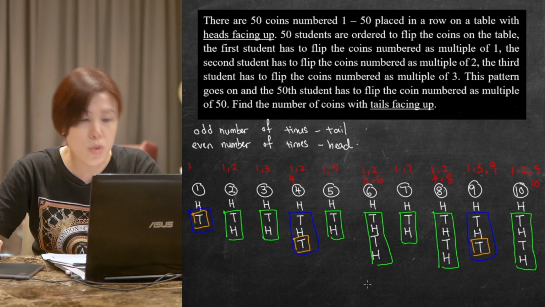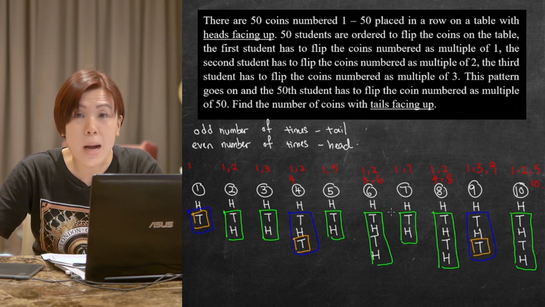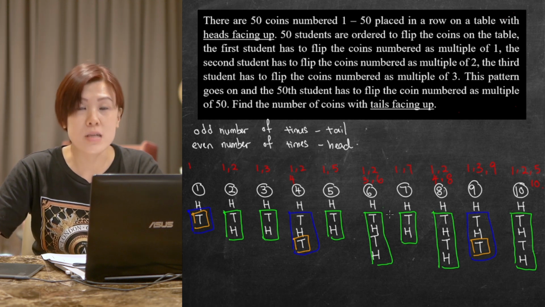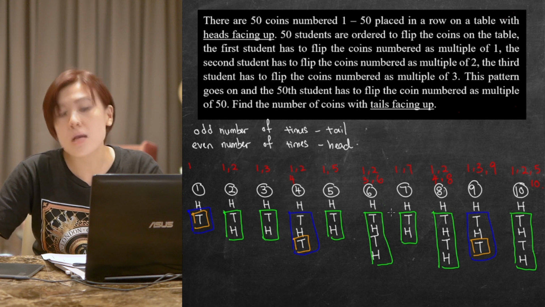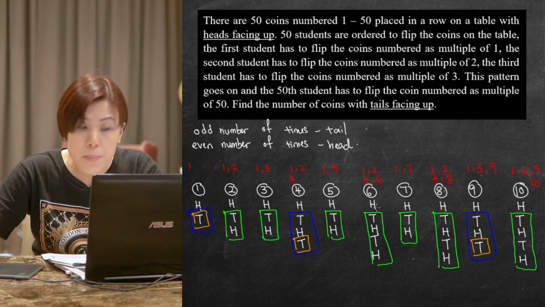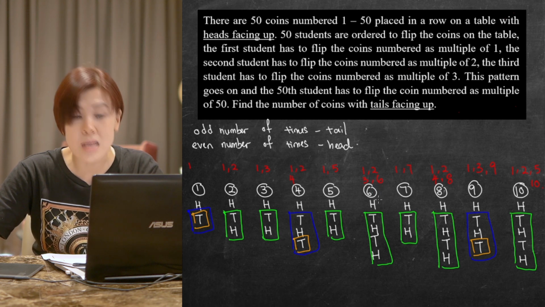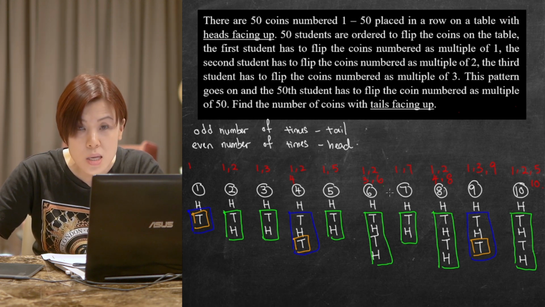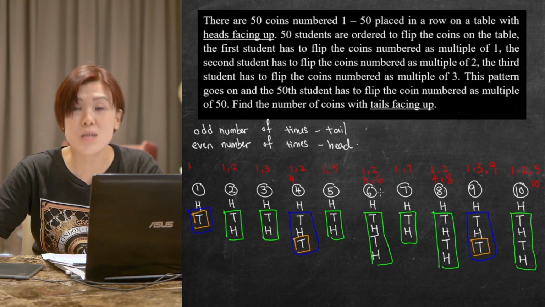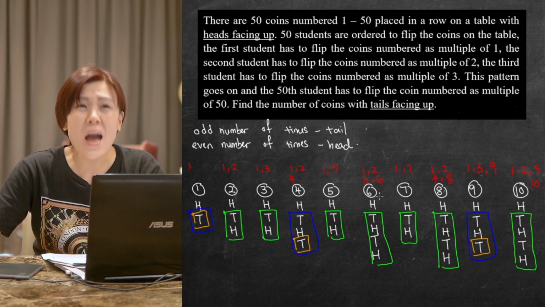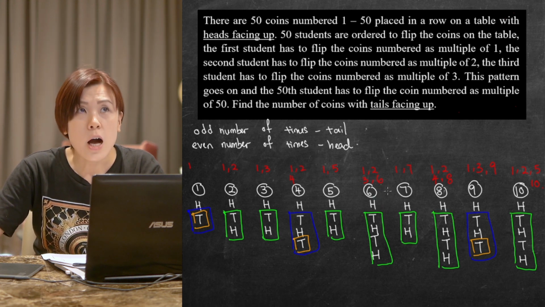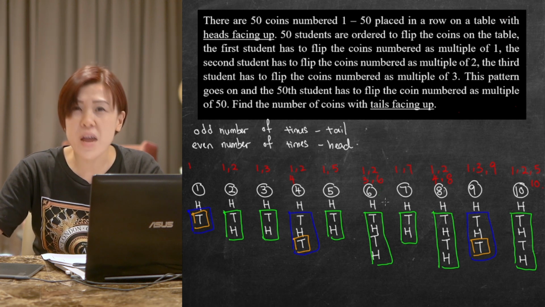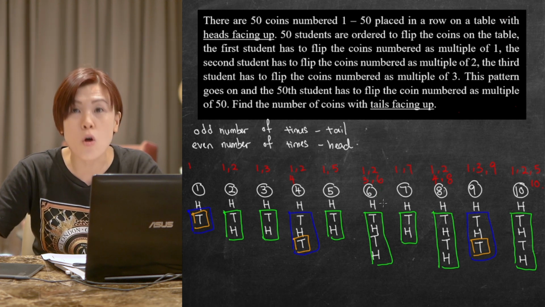And from this we can also see that a coin is actually flipped by the students whose numbers are the factors of the number of the coin. What I mean is, for example, coin number 6 is flipped by student number 1, number 2, number 3, and number 6, because 6 is divisible by 1, 2, 3, 6. 1, 2, 3, 6 are the factors of 6. So the students whose numbers are factors of 6 are the students going to flip coin number 6.